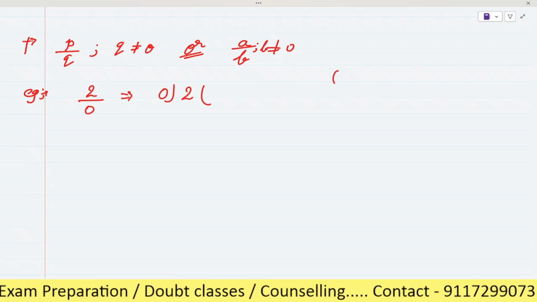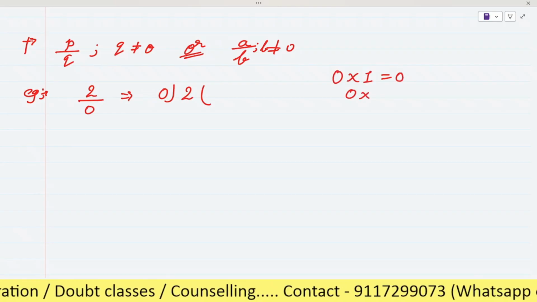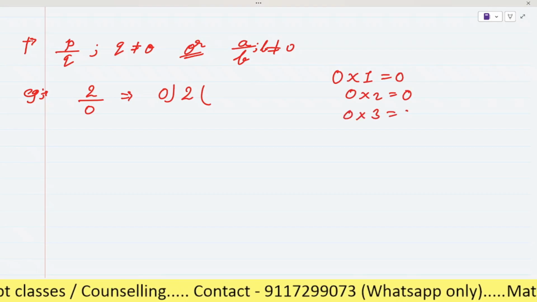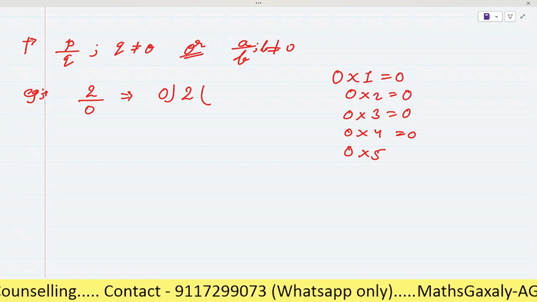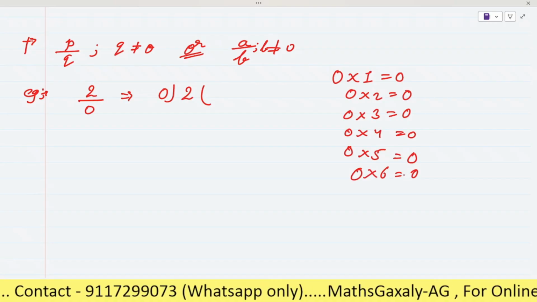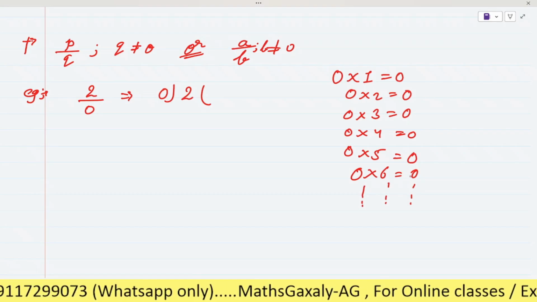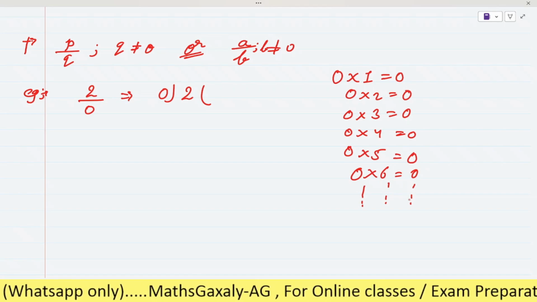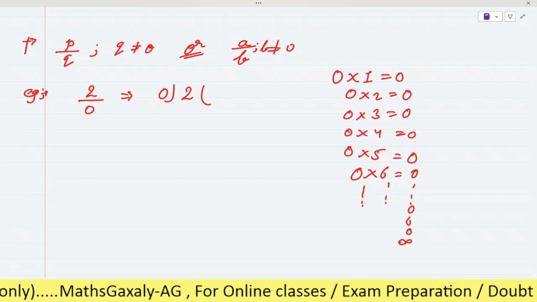Do you know the multiples of 0? Yes, sir. 0 one time is zero, 0 two times is zero, 0 three times is zero, 0 four times is zero, 0 five times is zero, 0 six times is zero. We will continue it all the time. In each step we will get the result as 0, till infinity. This is the first point.